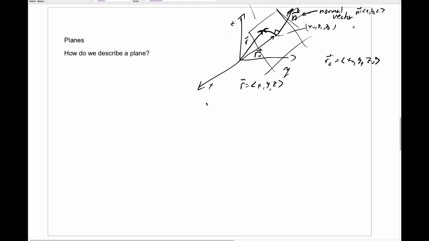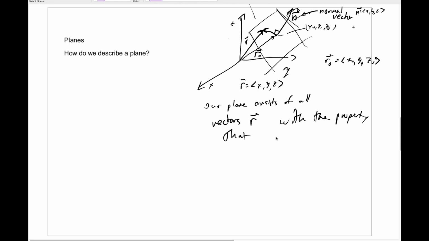So our plane consists of all vectors r with the property that this vector here, and how do we describe that vector there? It's the vector that starts at r0 and ends at r.